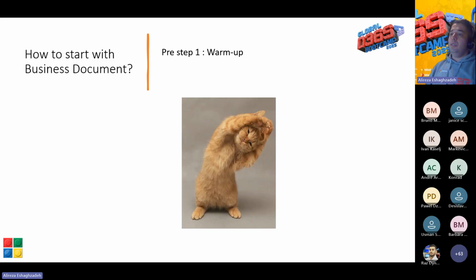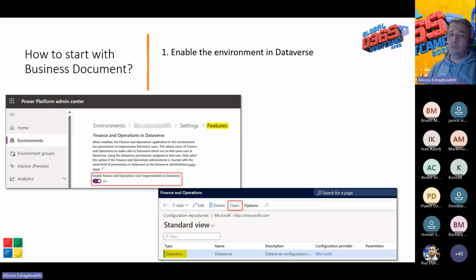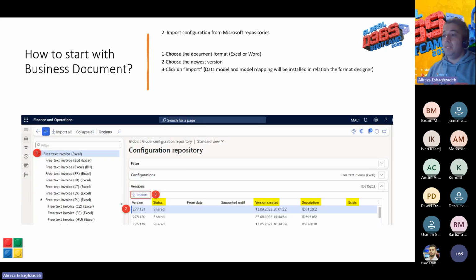But basically, for the start, you first need to associate your environment in the Power Platform Admin Center to Dataverse, so you can get access to the database repositories. Then you can open the Dataverse repositories and import the specific business document or electronic reporting that you want. As Gustav mentioned, as soon as you choose the format, it will define by itself the model mapping and also the data model. So the corresponding model mapping and data model will be installed.